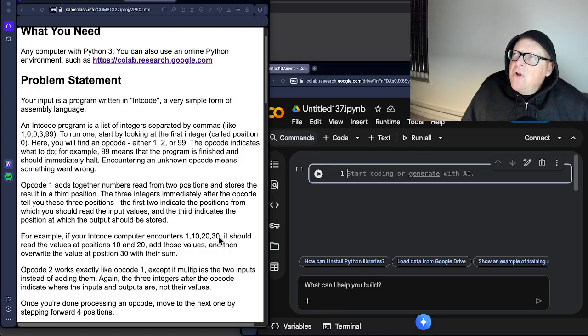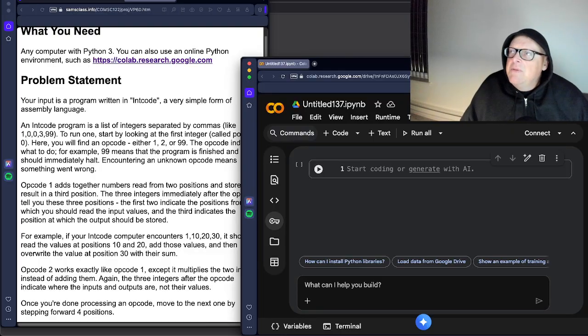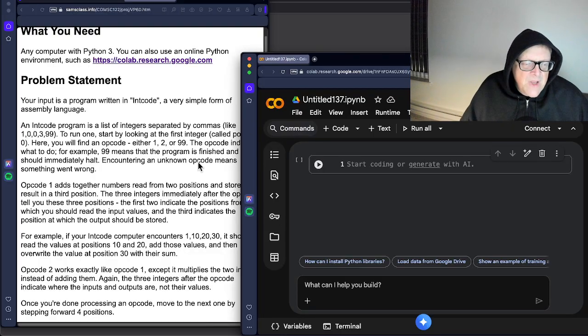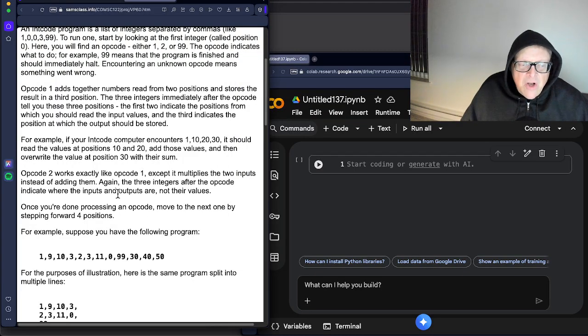And if you know your computer history, this is closely resembling a Turing machine, one of the early theoretical computers that was used to study what computers can do. All right, and so opcode 2 is just like opcode 1, except it multiplies the 2 inputs and puts them together. And I think 99 ends the program. We'll talk about it later.